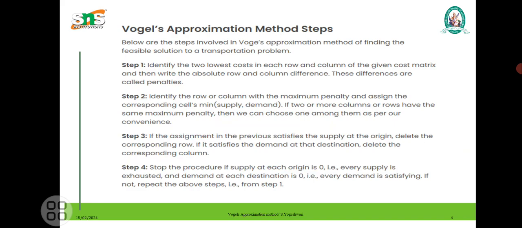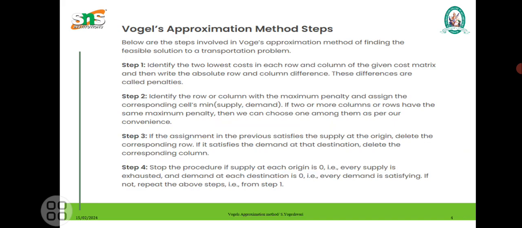Vogel's approximation method steps. Step 1: Identify the two lowest costs in each row and column of the given cost matrix, and then write the absolute row and column differences. These differences are called penalties.